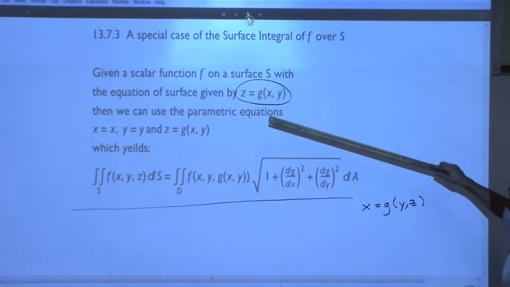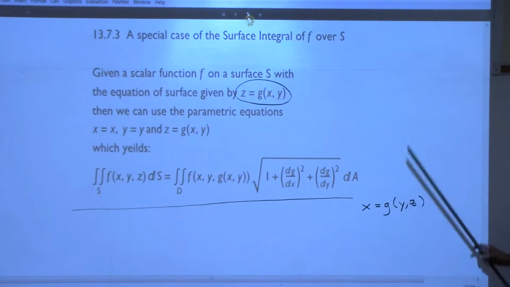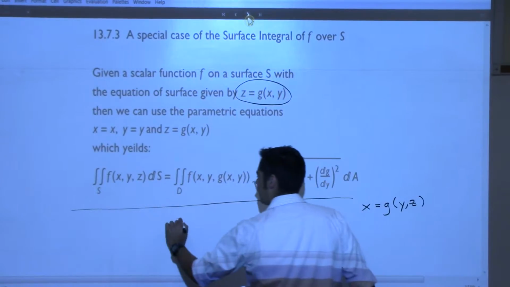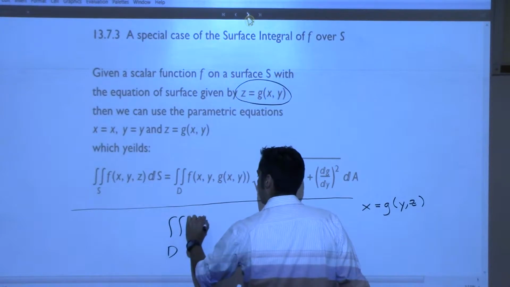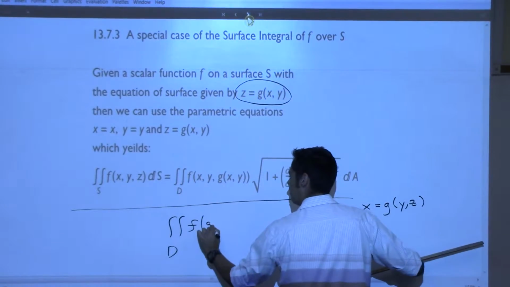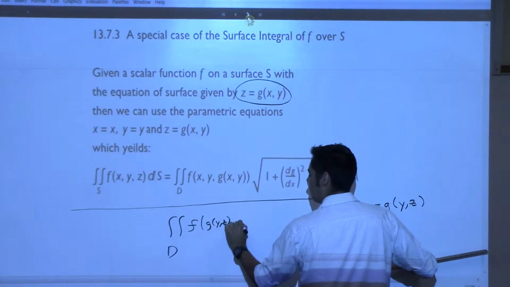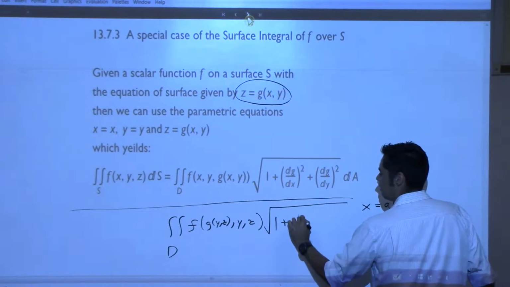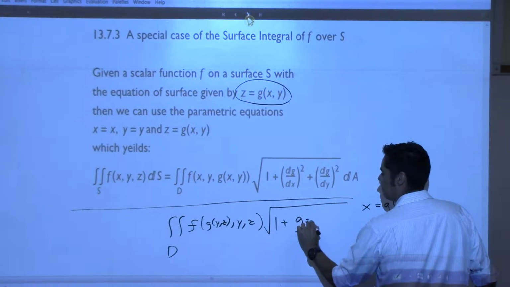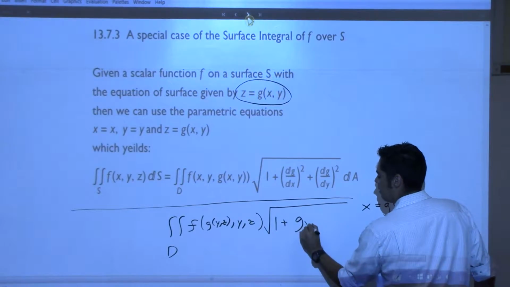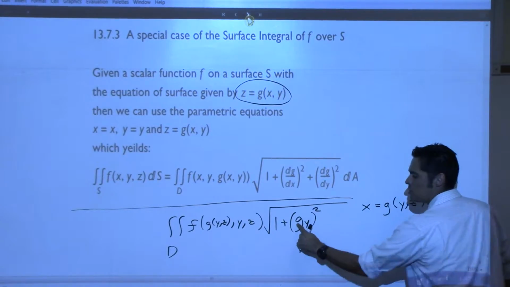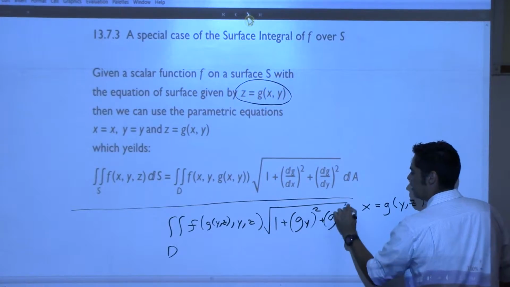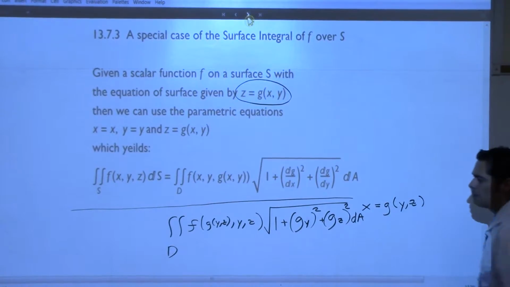So what if instead of being able to write z as a function of x and y, we can write x as a function of y and z? How do you think this changes? This will be f of g of yz, y, z, square root, 1 plus. I'll do it in order. That's the same notation, isn't it? Partial g with respect to y plus partial g with respect to z squared dA. See how it changes?